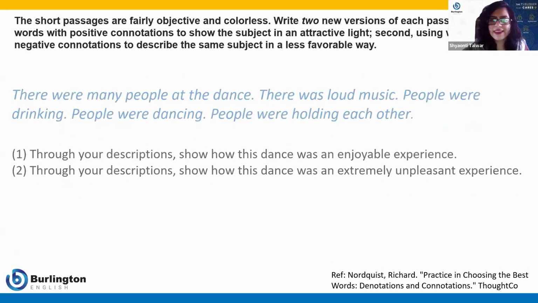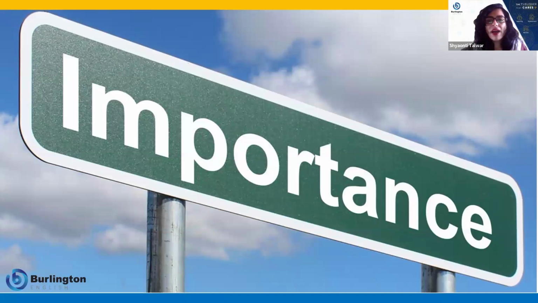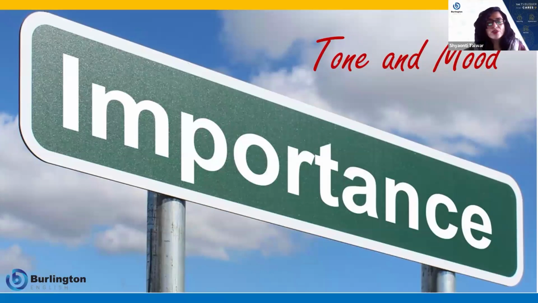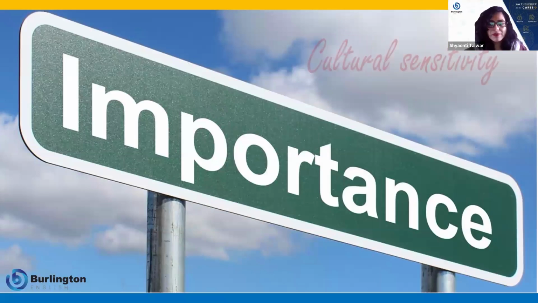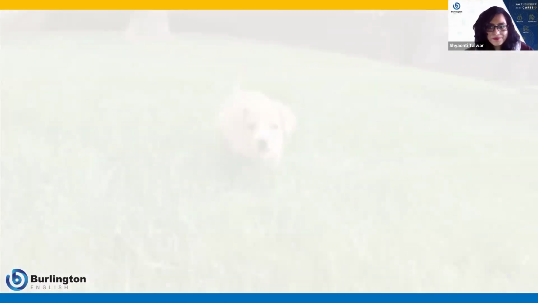So there are more such examples of this. You can identify sentences, or you can create your own like this. After sundown, the park was empty, dark, and quiet. This is neutral. Now you describe it as either a peaceful place or a frightening place, right? Now, why is this important? One is to set the tone and mood of the conversation. Secondly, it aids in persuasive communication, and also it is all about cultural sensitivity. So it's very effective for cross-cultural communication, as words may carry different connotations in different cultures.